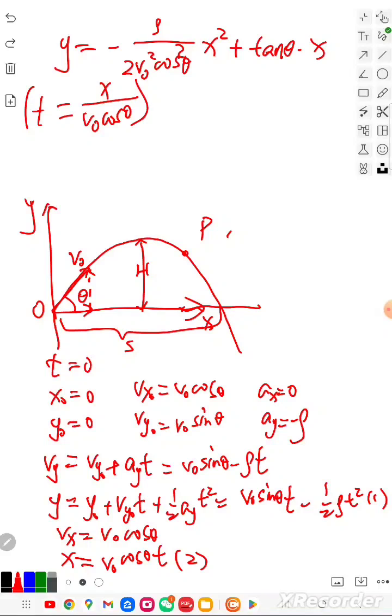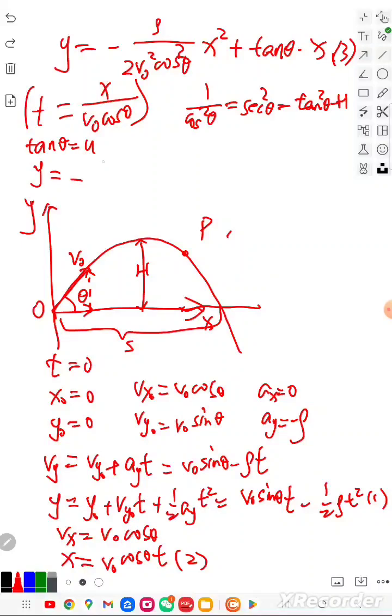And from your geometry class, you may have learned that 1 over cosine squared zeta equals secant squared zeta equals tangent squared zeta plus 1. So this equation 3, this orbit, can also be written, letting tangent zeta equal u, as y equals minus g over 2 v0 squared x squared (1 plus u squared) plus u dot x. This is frequently used, because when you want to find an extremum of this curve, you make it a function of u, and this is a power of 2. With a u squared term, it is easier to discuss than cosine zeta or tangent zeta.